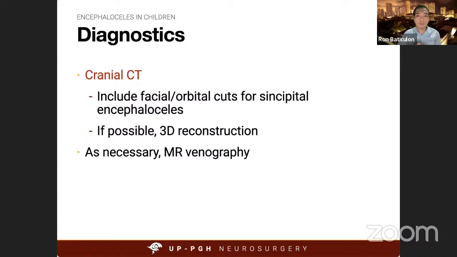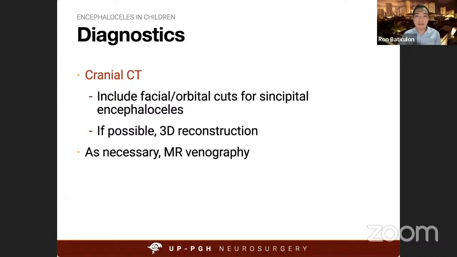If possible, get a 3D reconstruction. You could readily do this now with free software from the internet. And as necessary, especially when you're dealing with posterior encephalocele, you might need to get an idea about the venous anatomy. Ideally, you get an MR venogram, but most of the time with a CT with contrast, you more or less get an idea where the veins are. So for me personally, if I have a patient with a posterior encephalocele, I would try to at least get a CT with contrast so that I know where the vessels are.